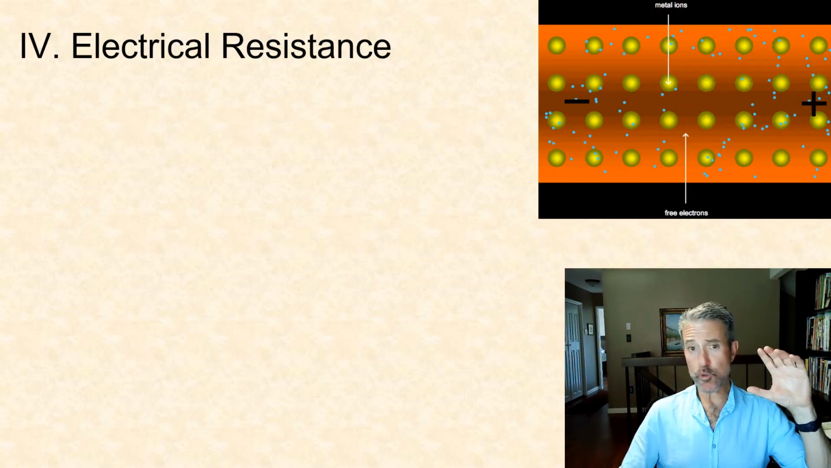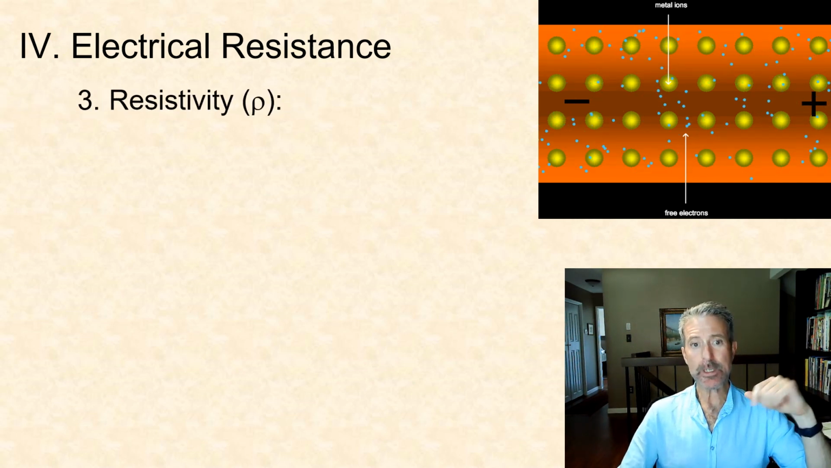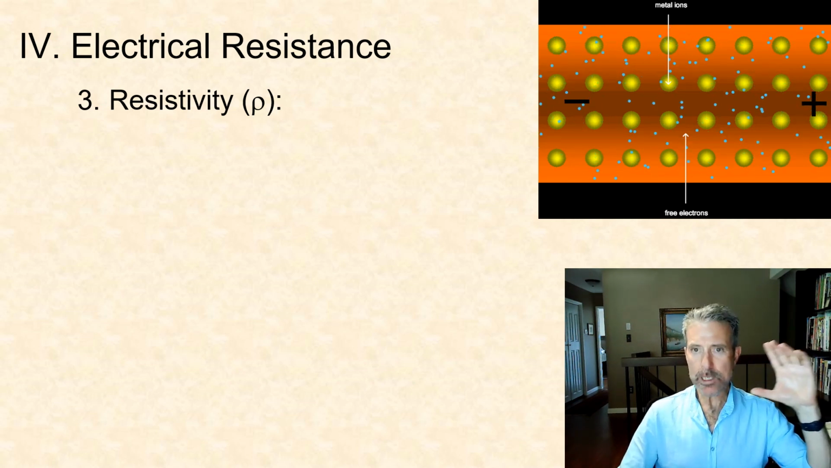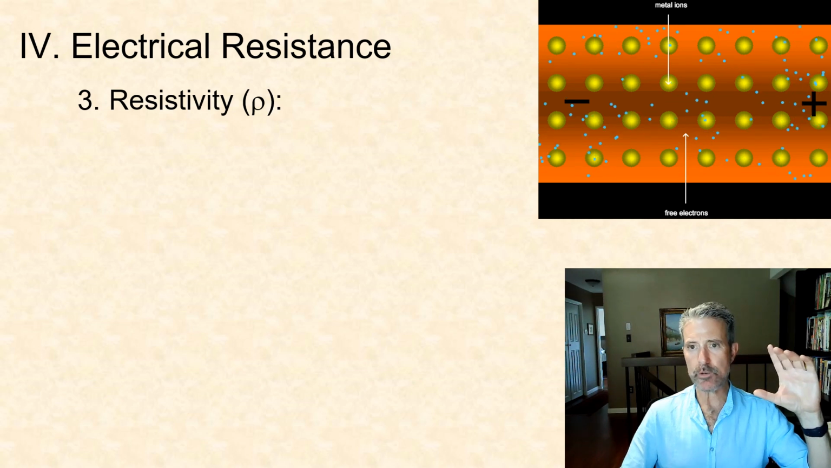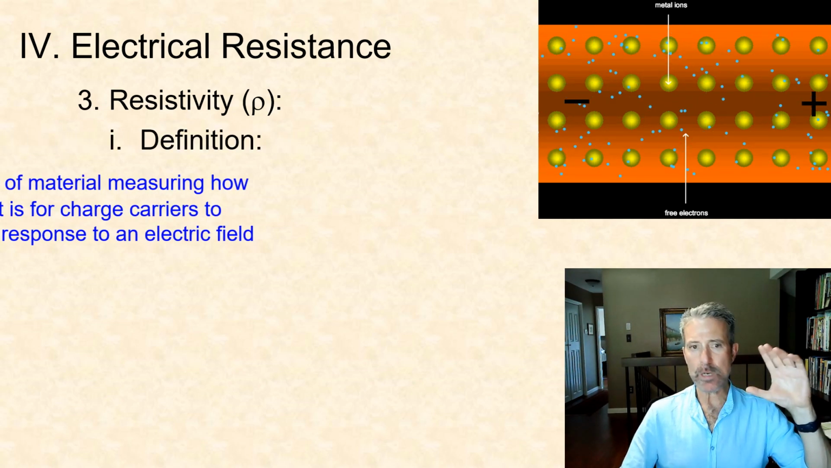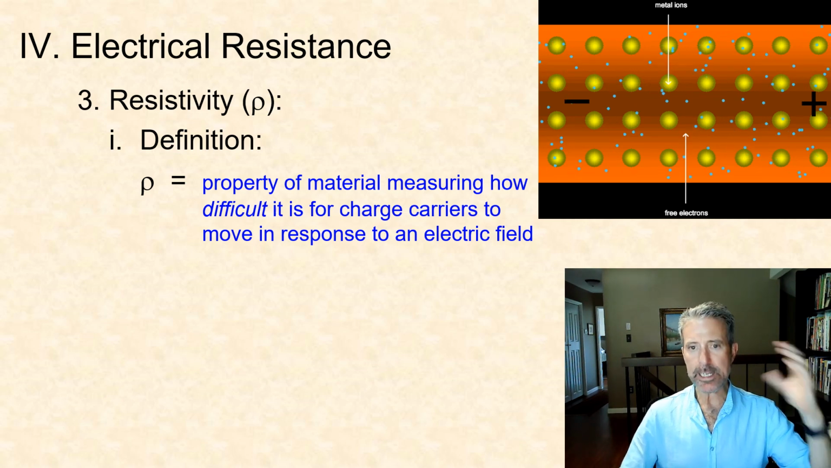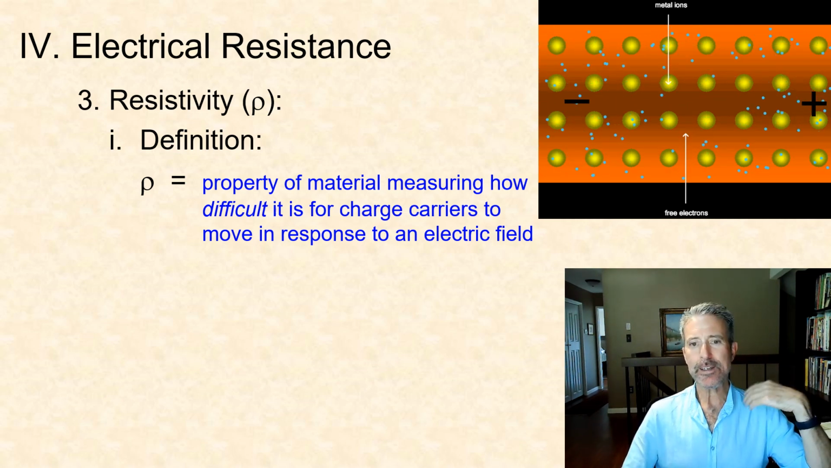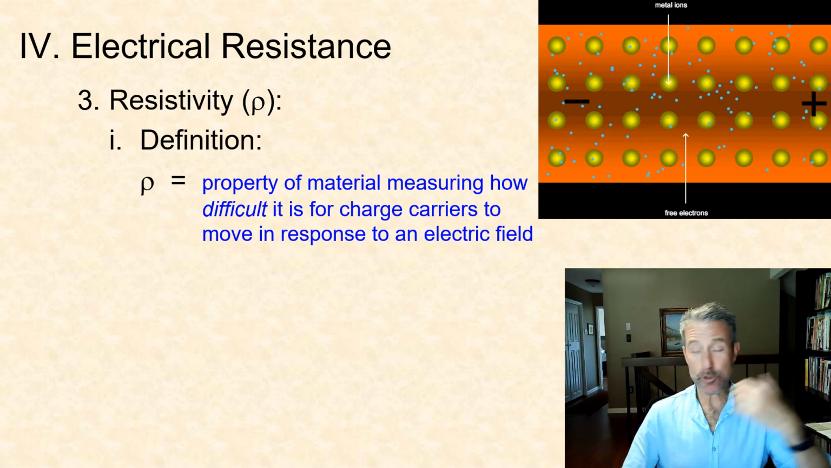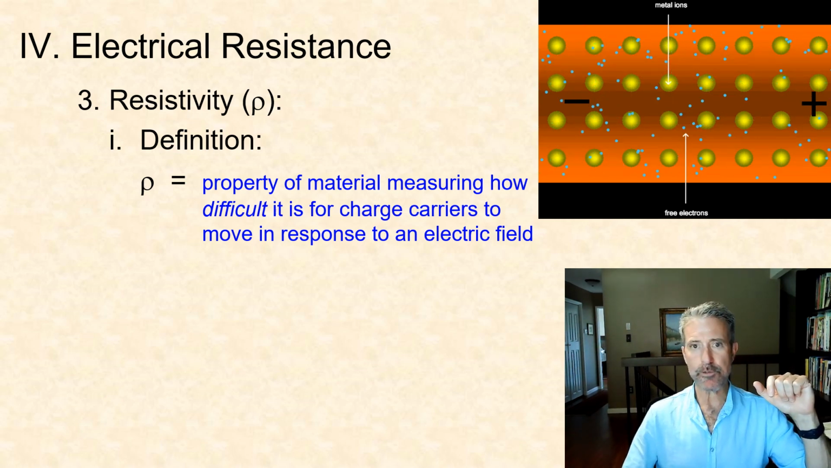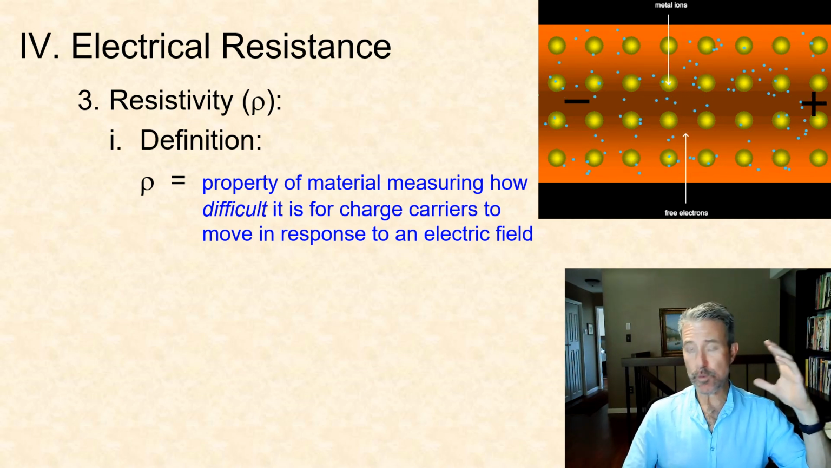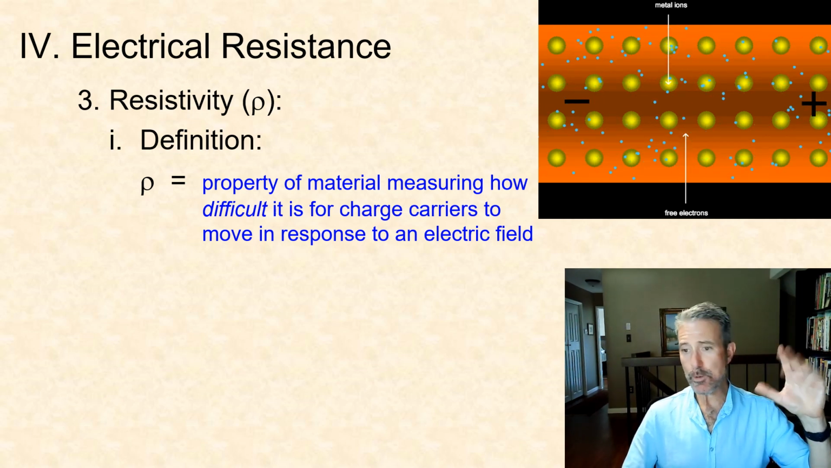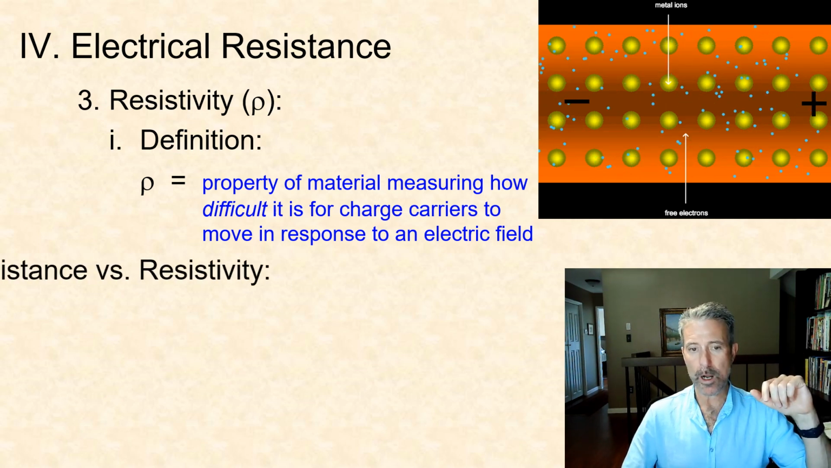A physical quantity that is related to electrical resistance is this quantity we call resistivity, which we symbolize with the Greek letter rho. So like electrical resistance, we can say that resistivity is a measure of how much obstruction there is to charge flow. But resistivity is a property of the material itself. It measures how difficult it is for charge carriers to move in response to an electric field.